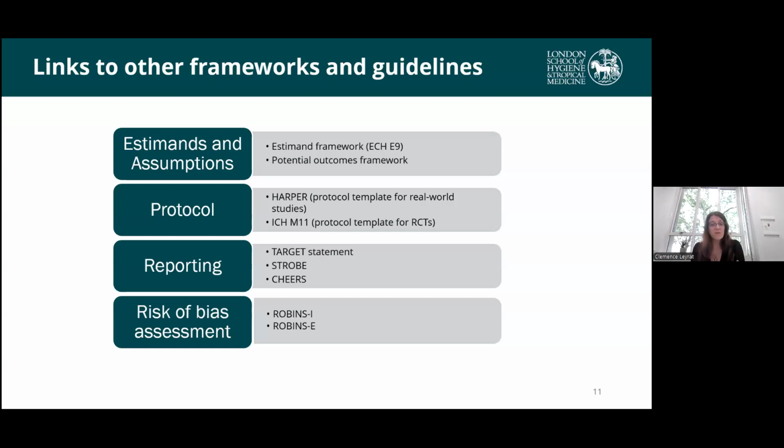For the reporting, we have different guidelines as well. There is a recent TARGET statement specifically for target trial emulation, but also STROBE for observational studies, and CHEERS, which is for economic evaluation. If the target trial involves some part of economic evaluation, this tool will be quite useful. And there are also tools for risk of bias assessment, like ROBINS-I and ROBINS-E. So really using all these tools available only helps improve the quality of our studies.